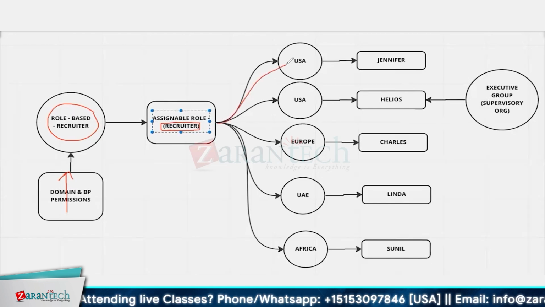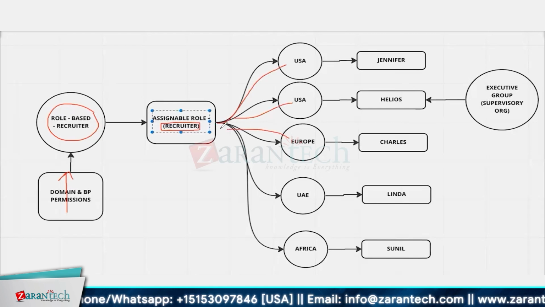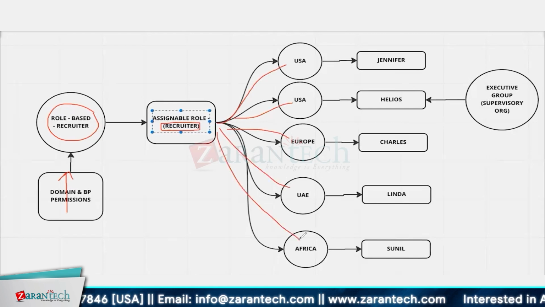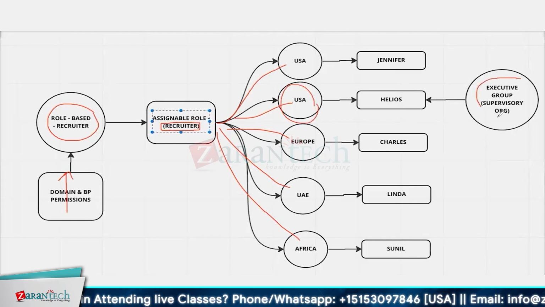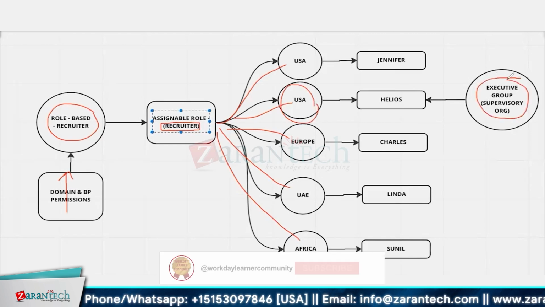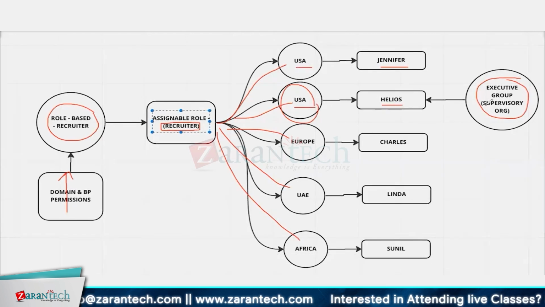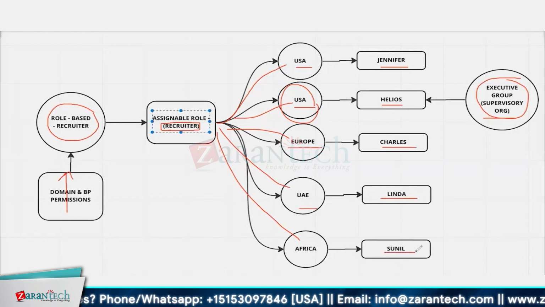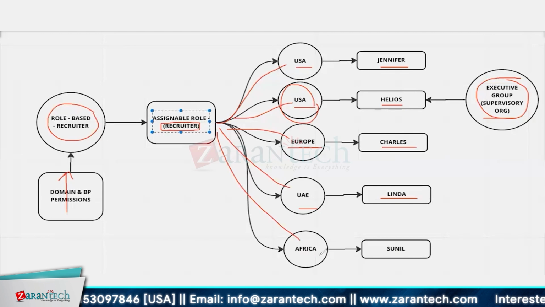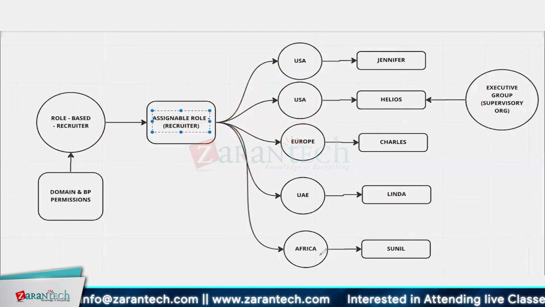And they've assigned it to locations, different locations, or it could be location hierarchies, basically. And in some cases, we have not just assigned it to a location, we have also assigned it to a supervisory organization. So in this case, Jennifer is taking care of US recruiting, Helios is taking care of US, including the executive group. Charles is responsible for Europe recruiting, Linda for UAE, Sunil for Africa. So just another visual to help you get more understanding of the role-based group.